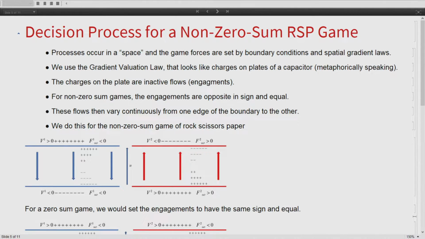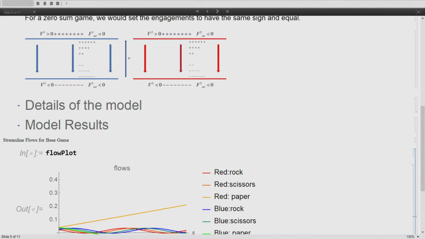That's the idea. And the distinction between a zero-sum and a non-zero-sum game would be which way the fields are going. For a zero-sum game, they would go in the same direction. For a non-zero-sum game, they would go in the opposite direction. So that would be our key. And this is moving a little bit faster.